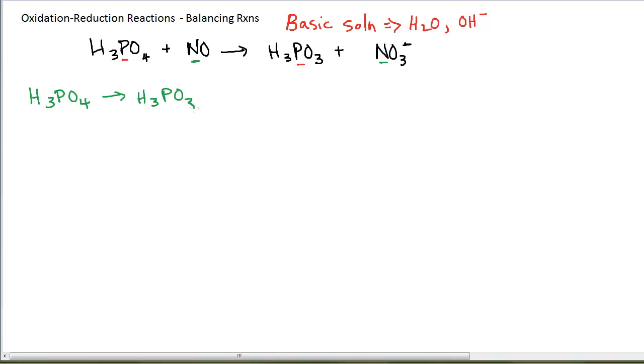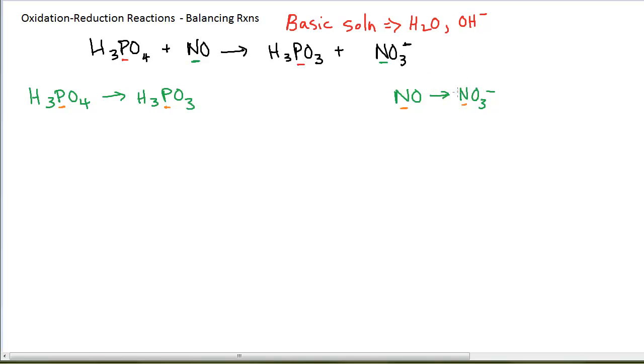You want to be very careful as you're rewriting these. You want to make sure that you get all your subscripts correct and that you bring down any charges that are present. If you lose these charges, you're never going to get it balanced correctly. Step number 2, once you split it into the half reactions, is to balance everything except oxygens and hydrogens. That would be the phosphorus, and they're balanced. That would be the nitrogens over here, and they are balanced.